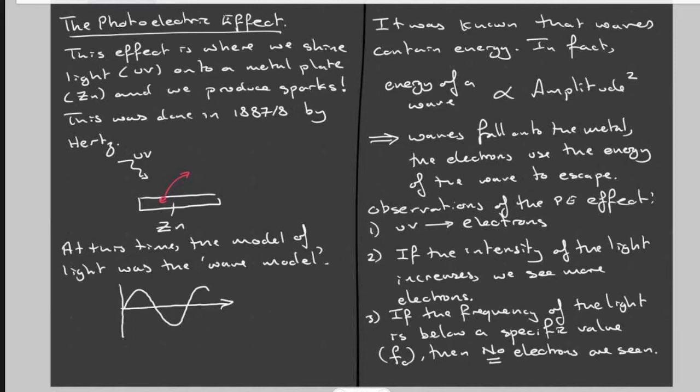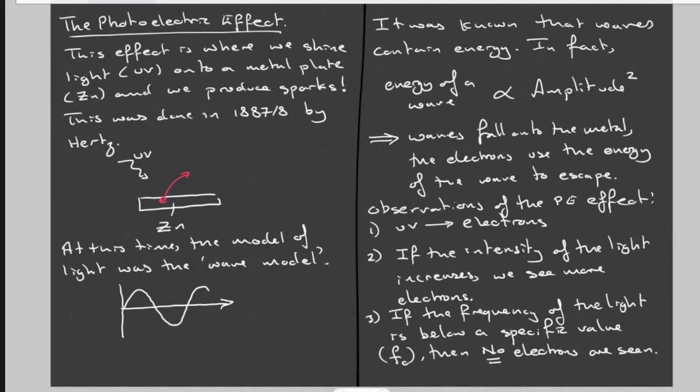2, if the intensity of the light increases, we see more electrons coming off. In other words, if you make the light brighter, we get more electrons. That was easy to explain as well. More intensity means more energy. More energy means you can use it to get out more electrons.